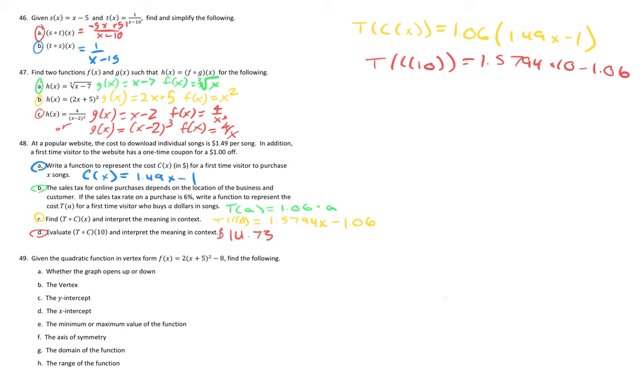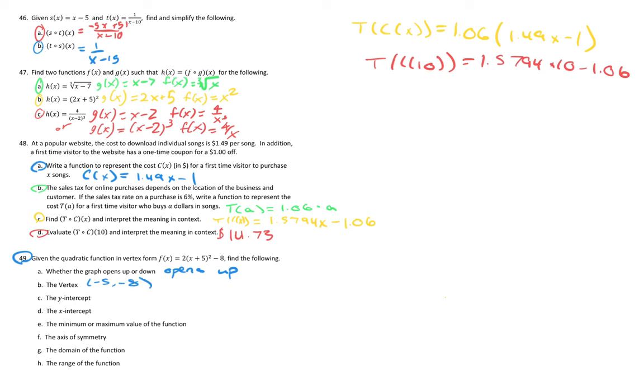Okay, so 49. Given the quadratic function in vertex form, find the following. First, whether the graph opens up or down. To do that, we look at this number here, and if it's positive, that means it opens up. So it opens up. For the vertex, since this is vertex form, the negative of this number is our x-coordinate, and this here is our y-coordinate for the vertex. So our vertex is (-5, -8).